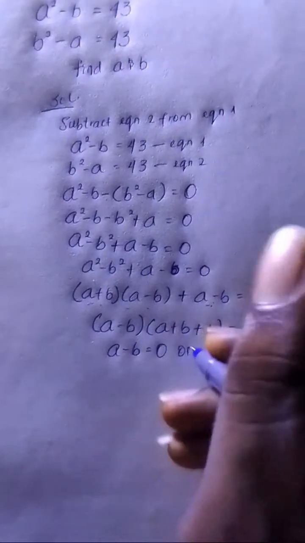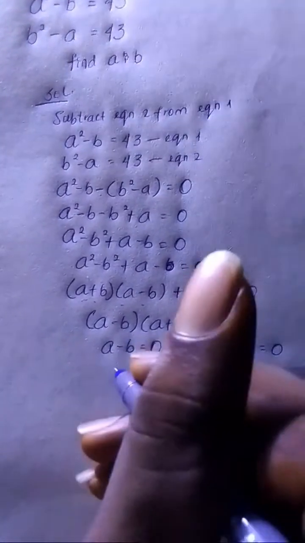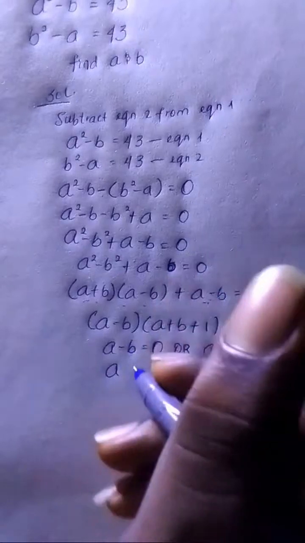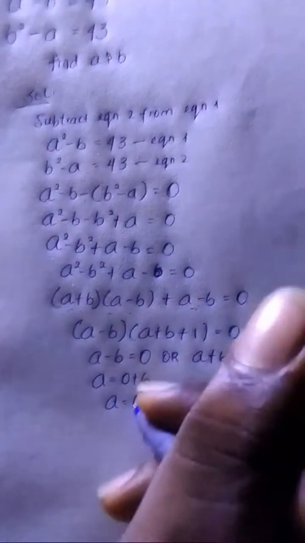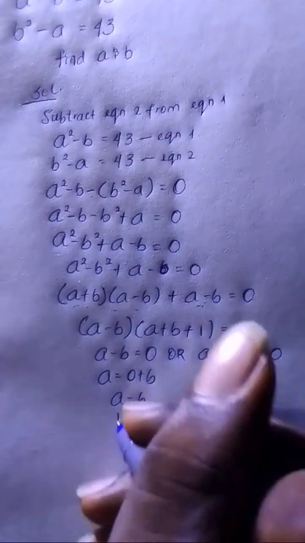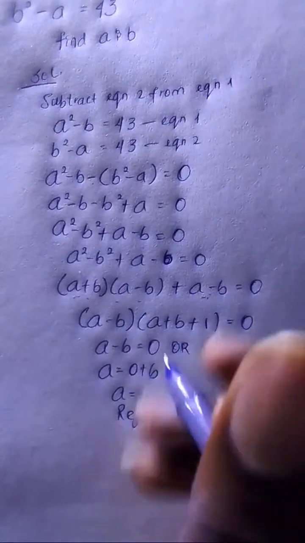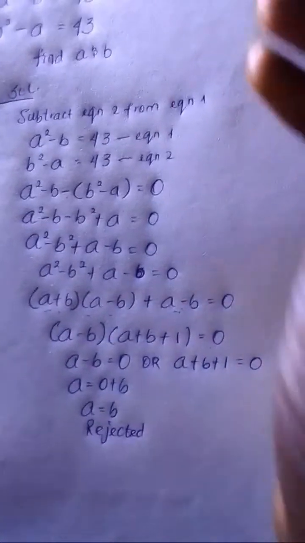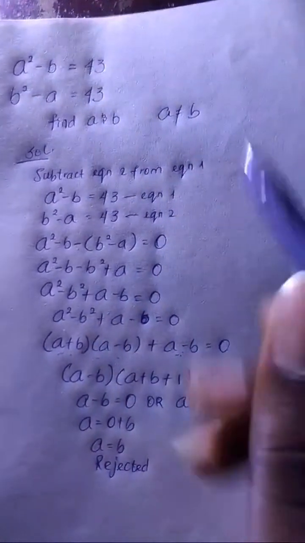And or a plus b plus 1 equals 0. So from here, if we want to make a the subject of the formula, we have a equals 0 plus b, and a equals b, which is rejected. Why? Because a is not equal to b when we are having our solution. Is that clear? A is not equal to b, so this is rejected because here we have a equal to b, so it is rejected.